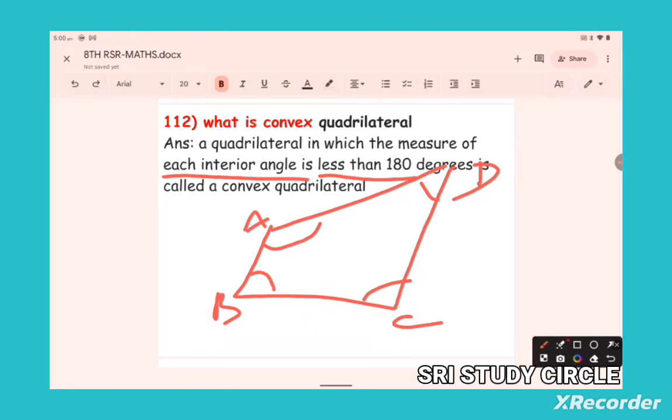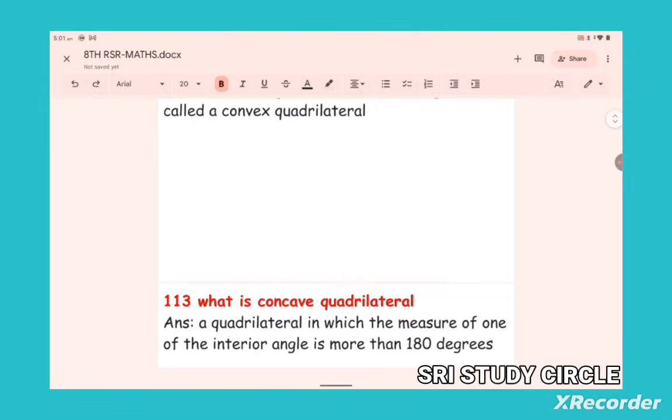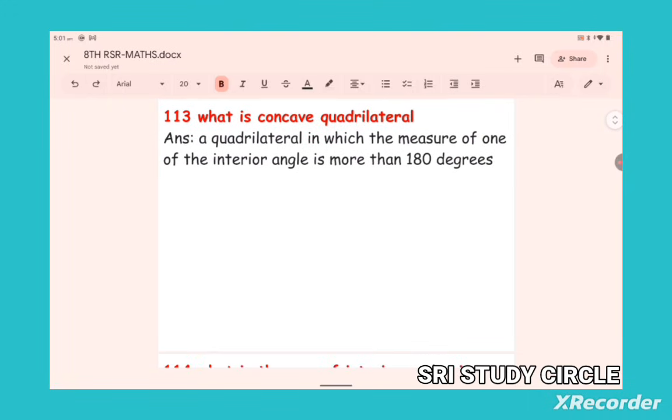A convex quadrilateral is nothing but one where each interior angle is less than 180. These type of quadrilaterals are called convex quadrilateral. Okay, now next question. What is concave quadrilateral?